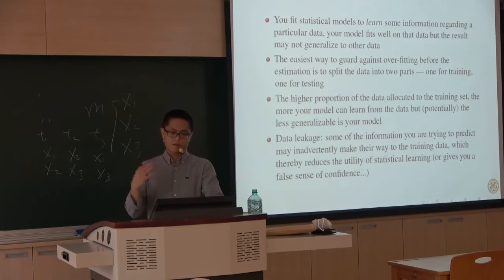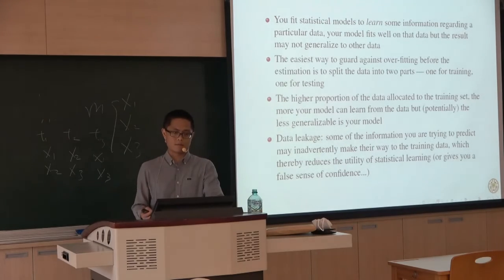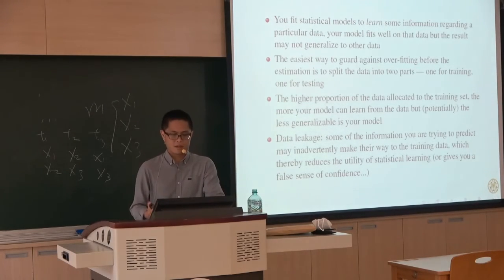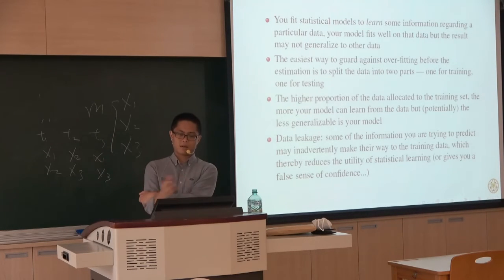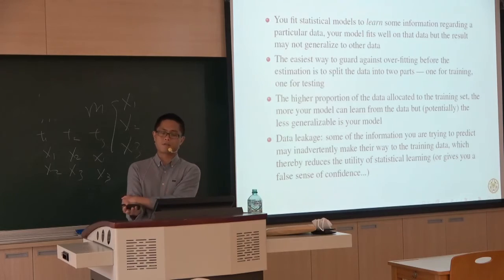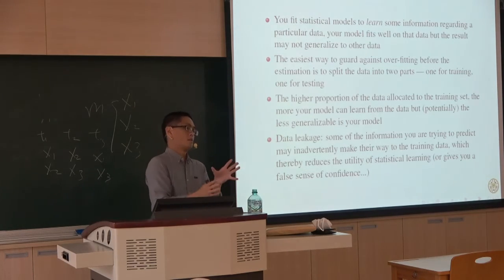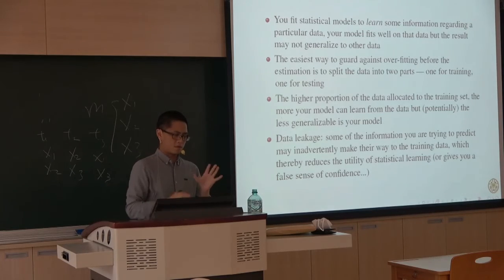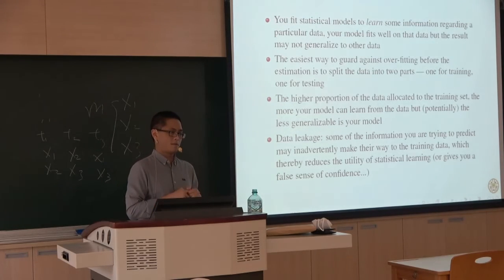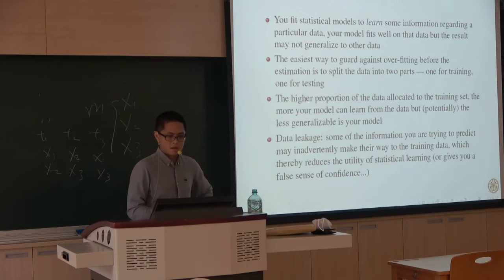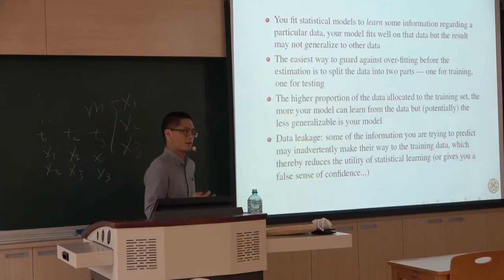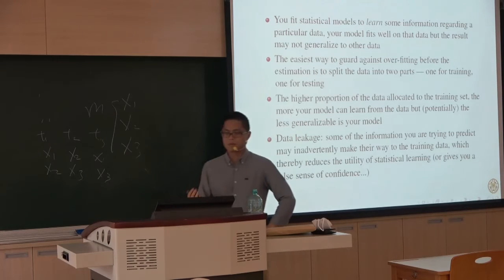So an easier way to avoid overfitting when you derive or predict the model from the given data is to do a train-test split before the estimation. To split the data into two parts, one for training, one for testing. The higher the proportion of data allocated to the training set, the more your model can learn from the data, because you are able to glean the distribution information from the data. If you set your testing data to be a higher proportion of the total data, the model, of course, will be less generalizable, less flexible, right, to other data.